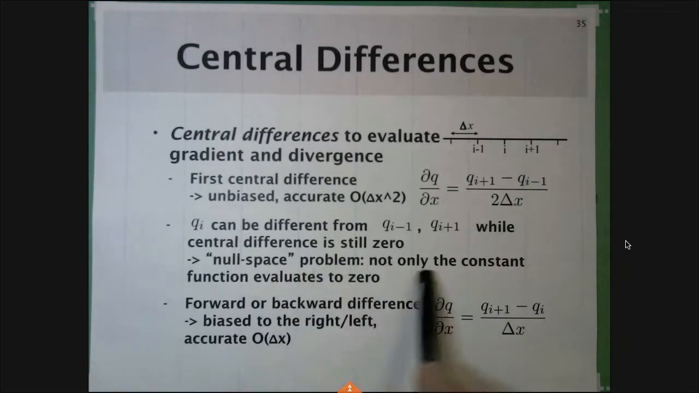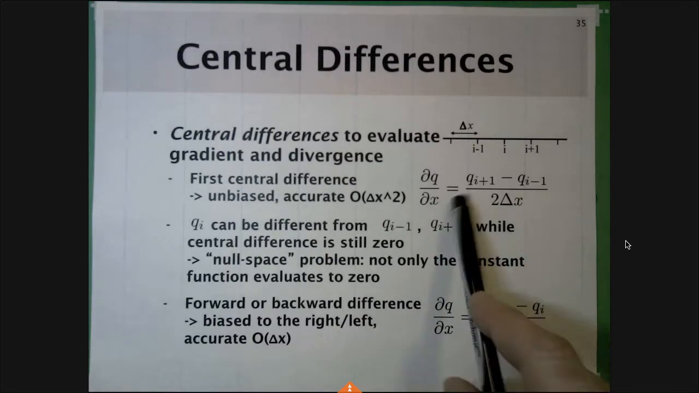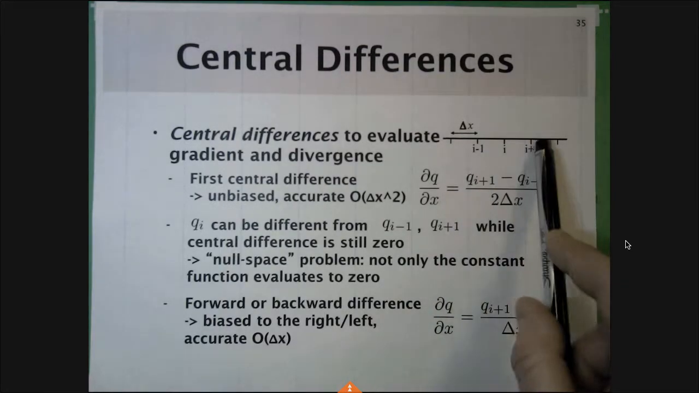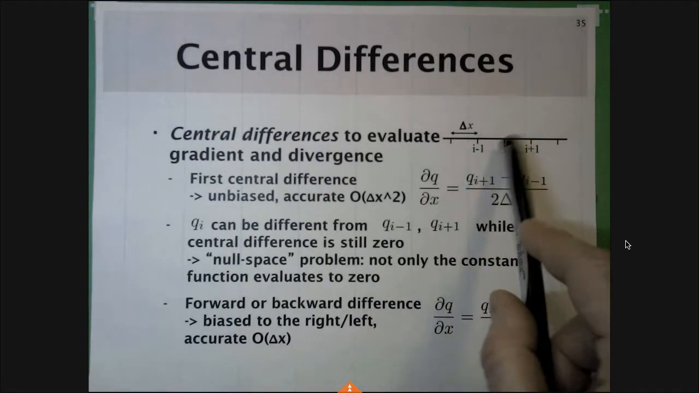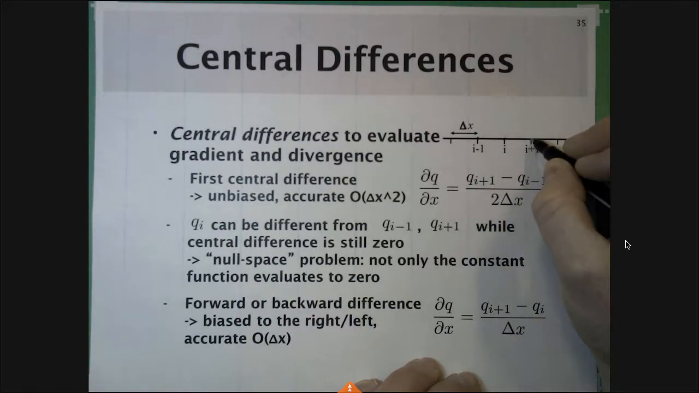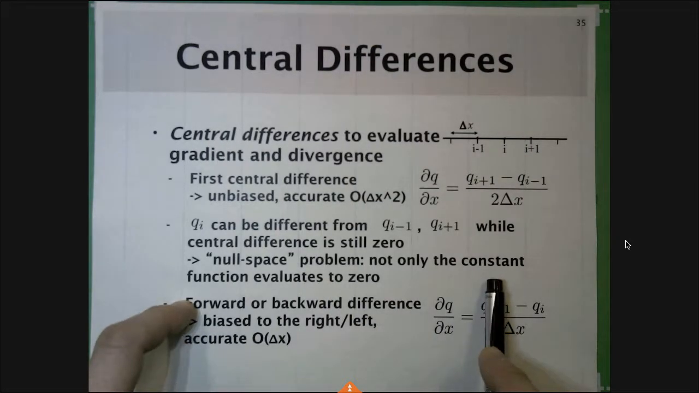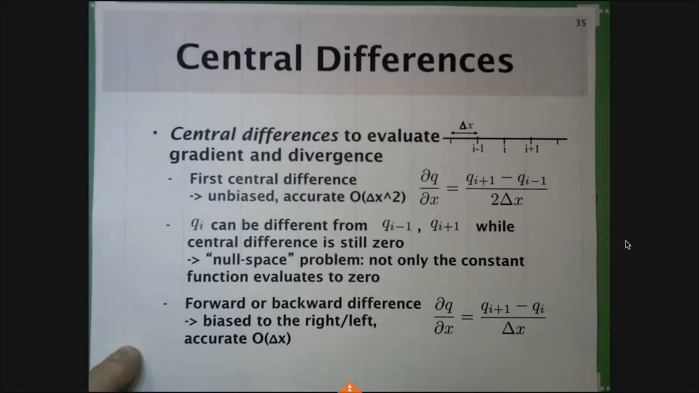So the null space problem is that you would expect that only a constant function will give you zero derivative, right? That's what it should be, right? But the problem is that if you do central differences, the way I said before, if you just evaluate the central difference here by looking at these two guys, then you have these oscillatory functions which also look like they are constant, but they are not, right?